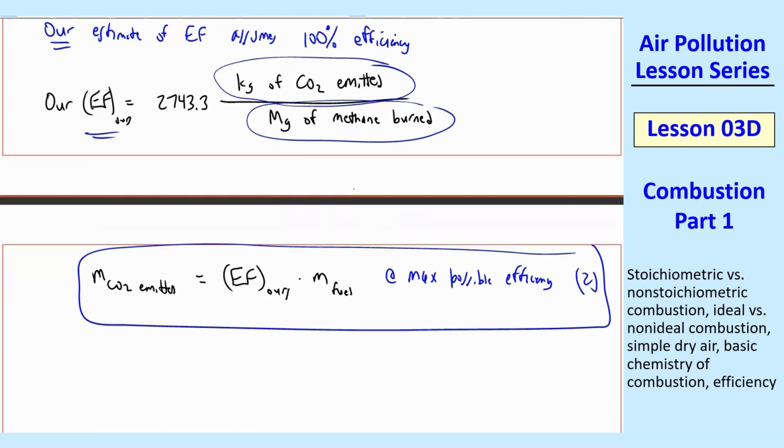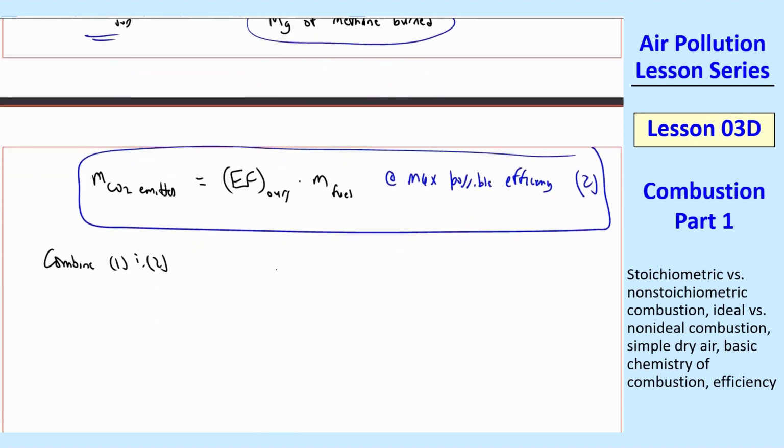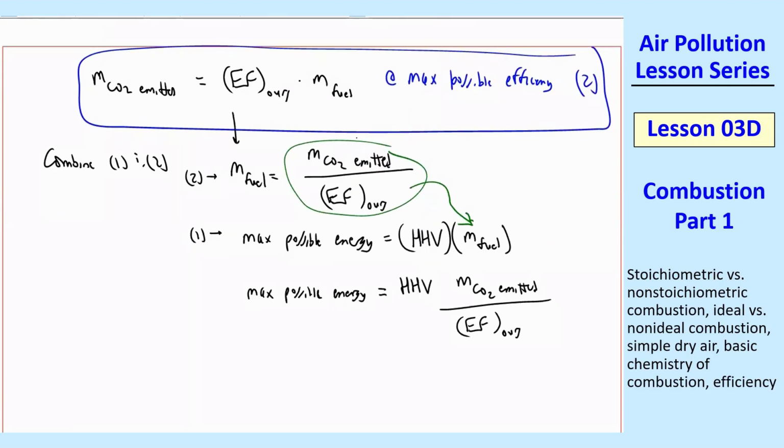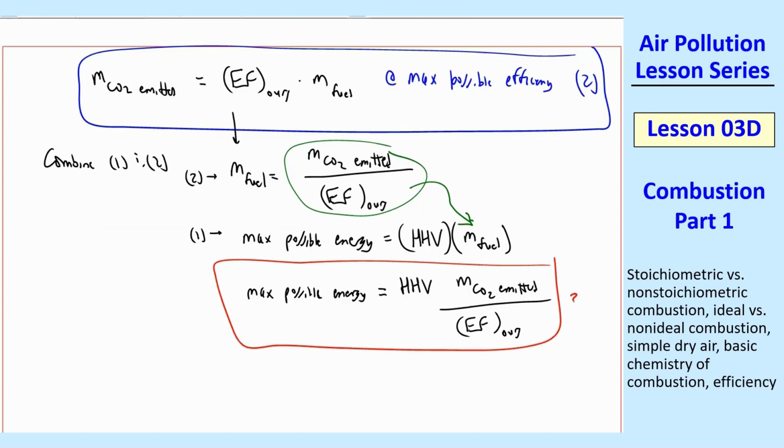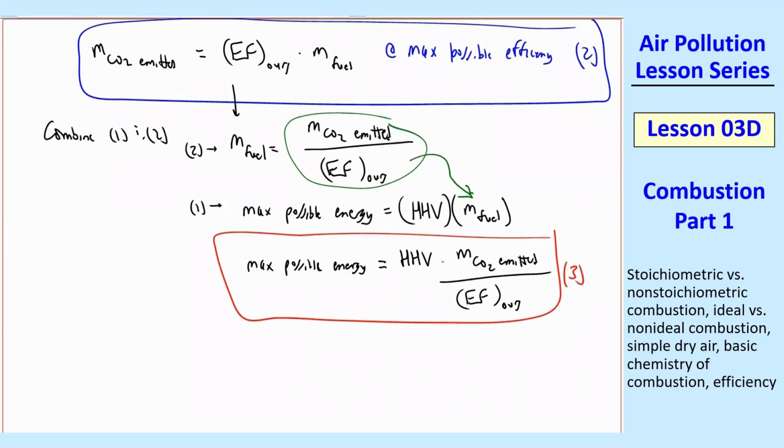And now we can combine equations 1 and 2 to solve for the maximum possible energy. So let me do that here for you. First, I solve for M fuel from equation 2 and get this. And then I use equation 1, which is relisted here, and plug this in for M fuel. And so I get this equation, which I am going to call equation 3. So my maximum possible energy is HHV times the mass of CO2 emitted over EF.